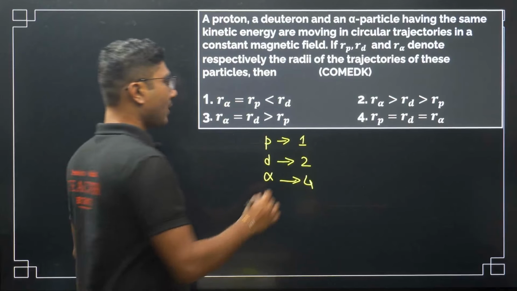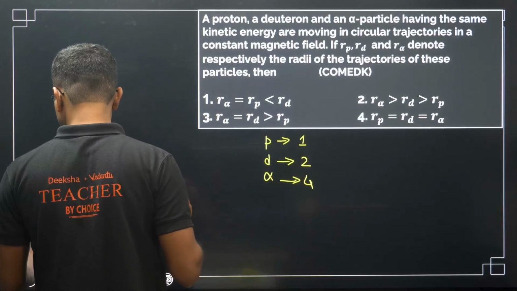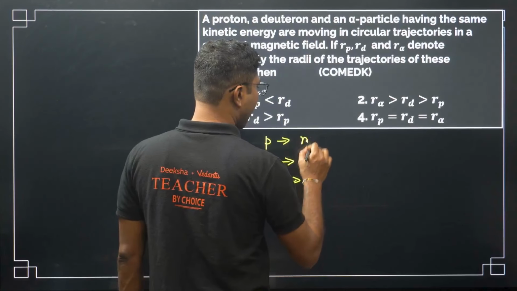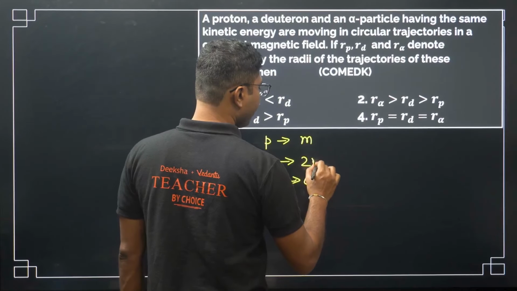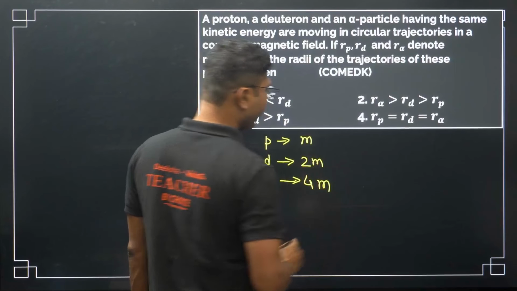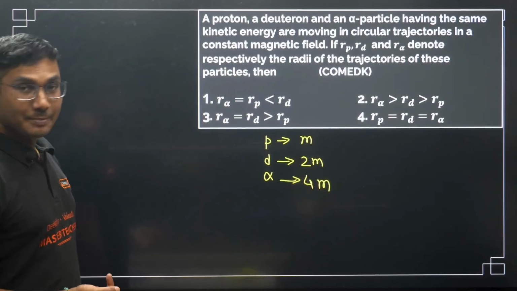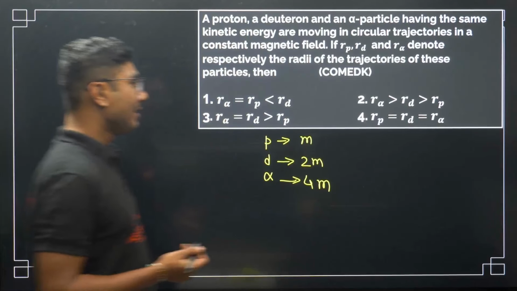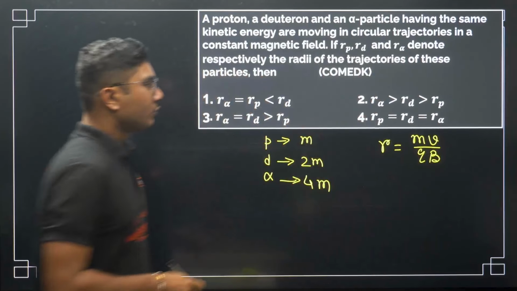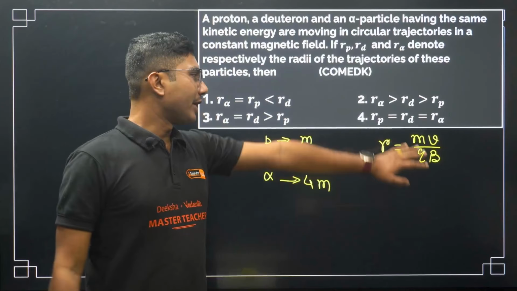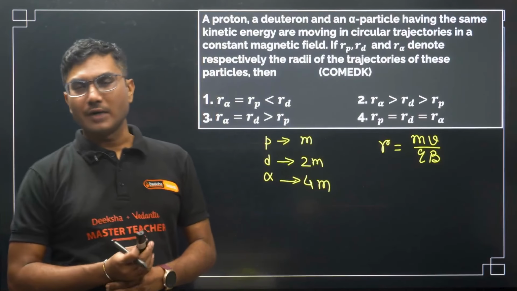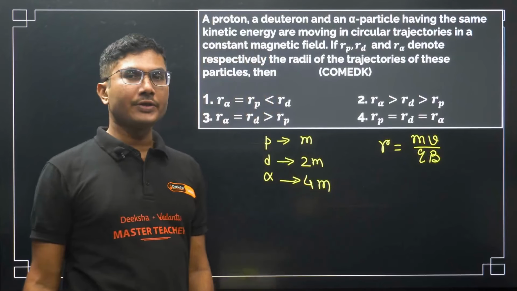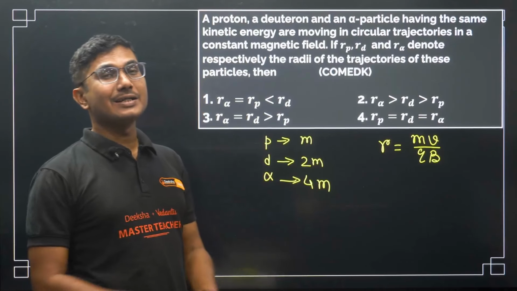So if I say that mass of a proton is simply m, then that of the deuterium will be 2m and alpha particle will be 4m. Now you will say, sir, it is very simple, velocity is given and we can simply find the radius of curvature. You can say that this is the formula, mass of alpha particle is more, so radius of alpha particle will be more. It is not that simple. Why? Because velocity is not given in this question. What is given is that kinetic energy is same.